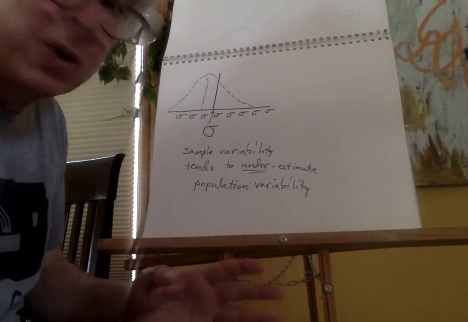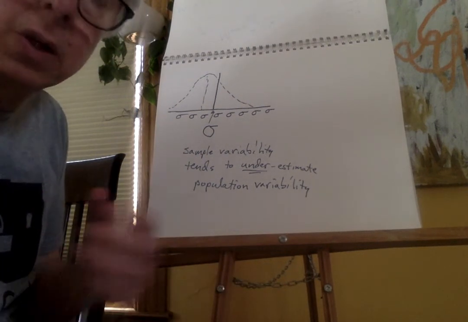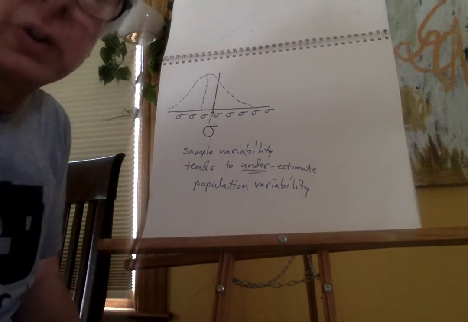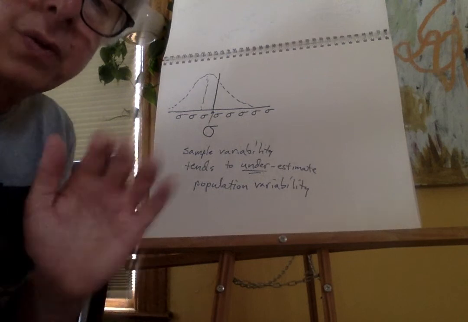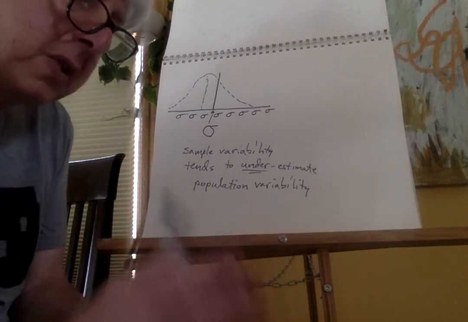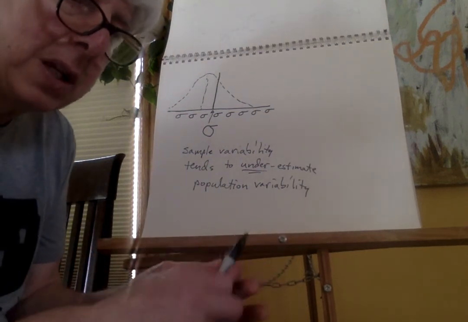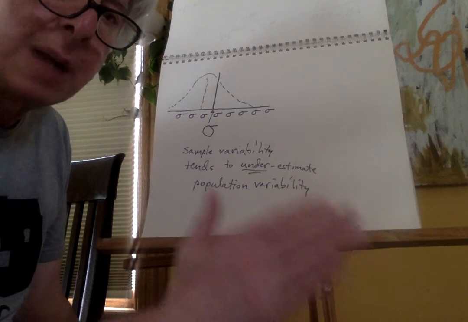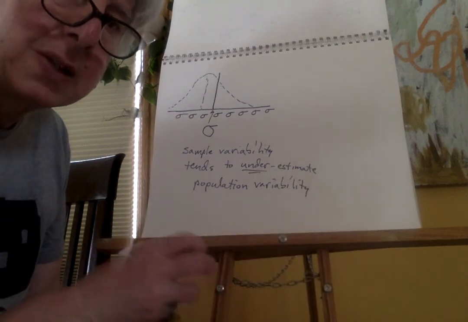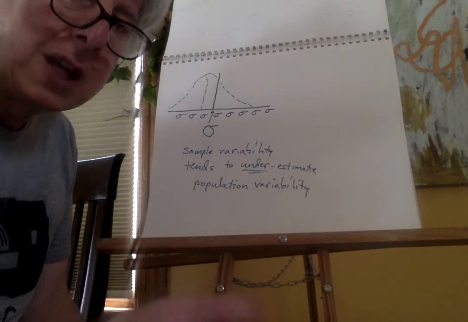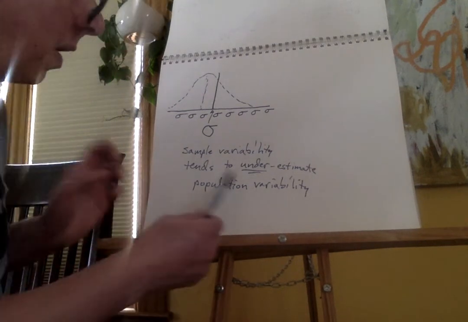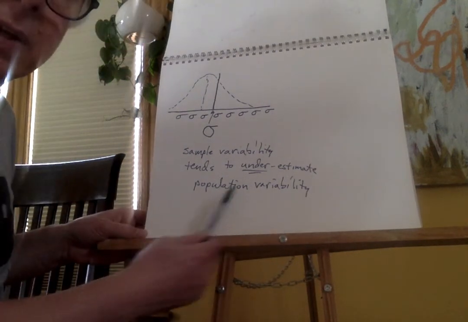We could demonstrate that once again. We could use a whole lecture going through and calculating sample standard deviations. I'm not going to do that. We've already done that with means. Sample means tend to be a good estimate of population means. Sample standard deviation tends to underestimate the population variability.